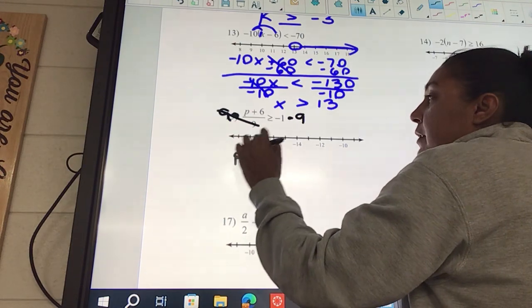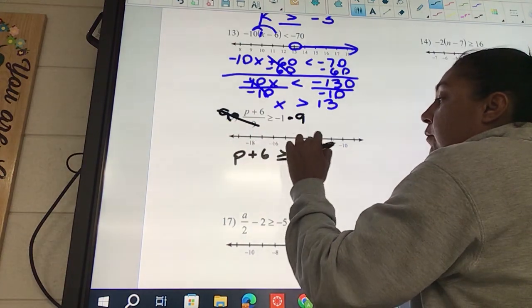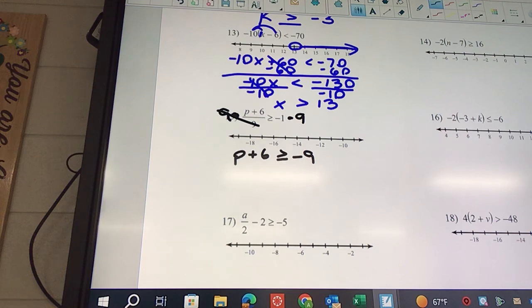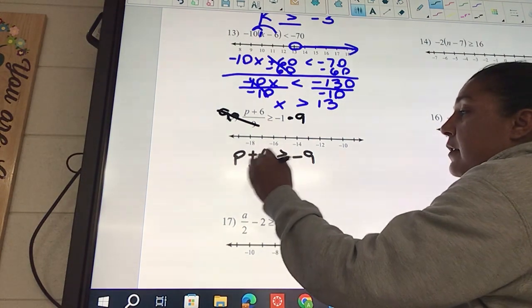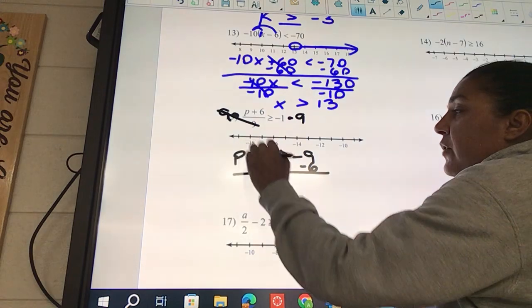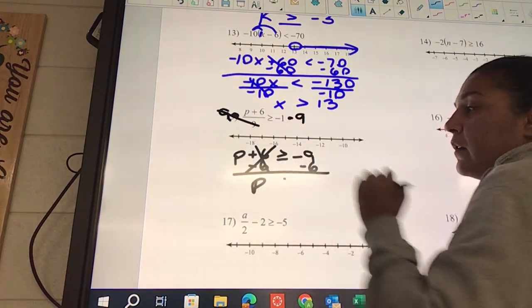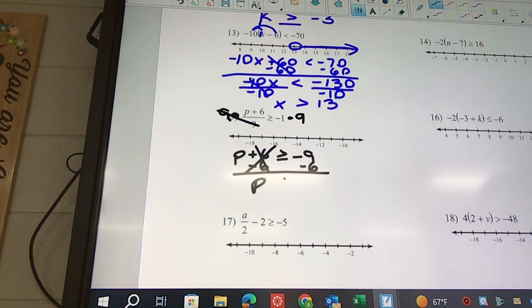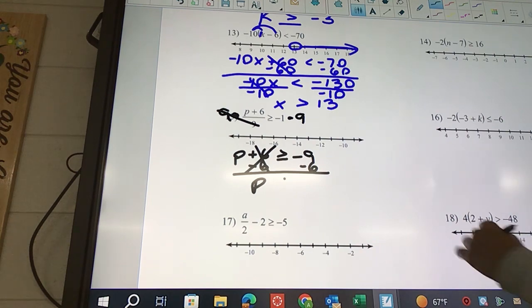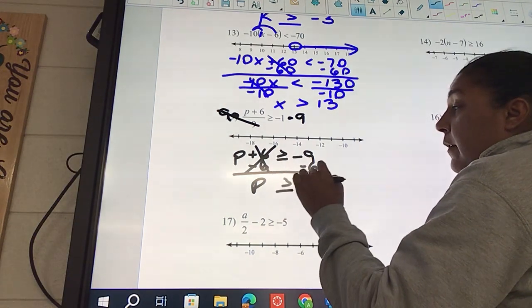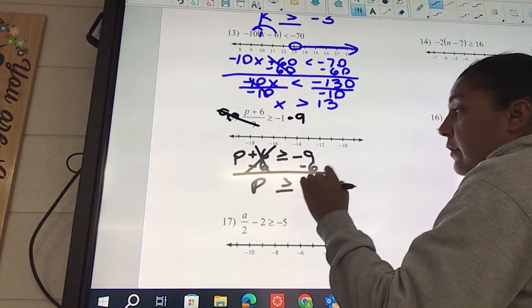So I got p plus 6, negative 9. Okay, and then what needs done? Subtract 6. Do we need to flip? No, because you're subtracting. Remember, we only do it when in multiplication or division. So the subtraction doesn't matter. What is that, negative 15?